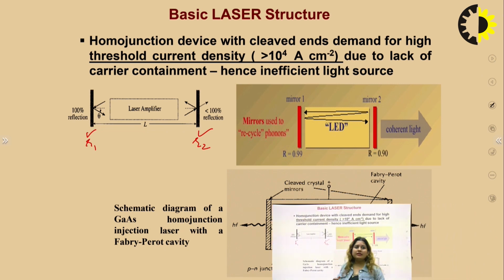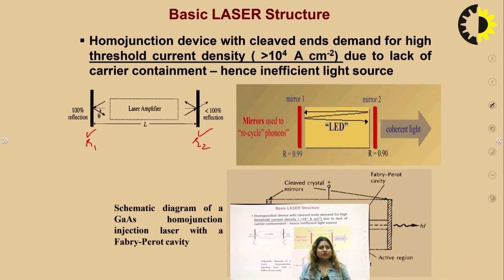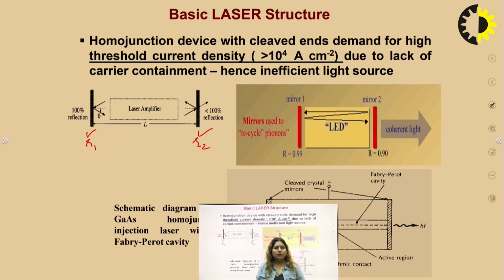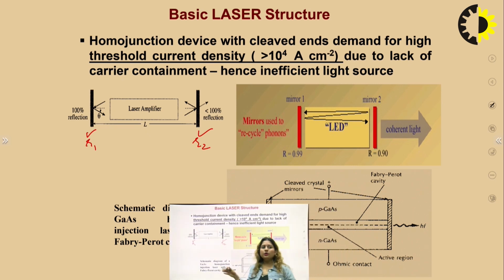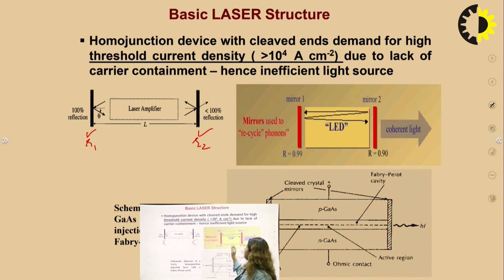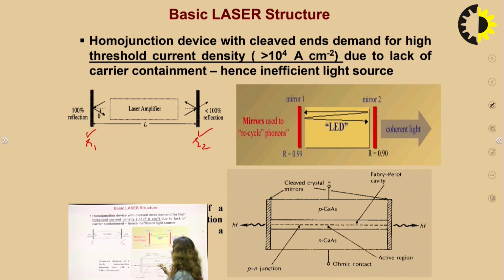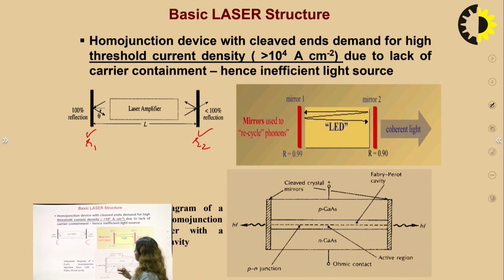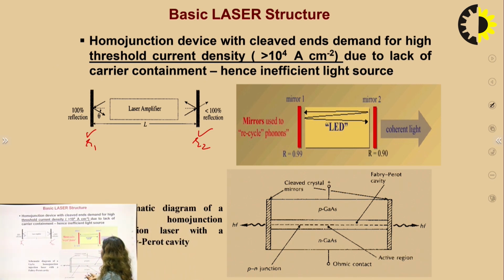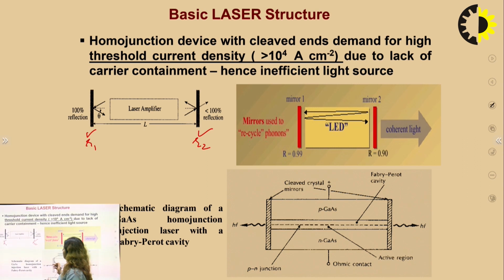So a homojunction device with cleaved ends demands a high threshold current, greater than 10 to the power 4 ampere per centimeter square, due to lack of carrier confinement, hence it is an inefficient light source. So we will use this kind of arrangement to make it happen. There will be much more light as compared to an LED. So what will happen here?